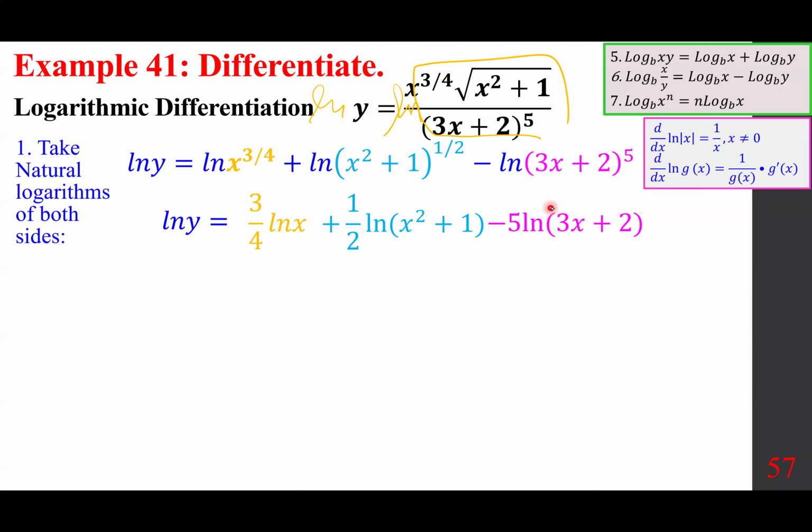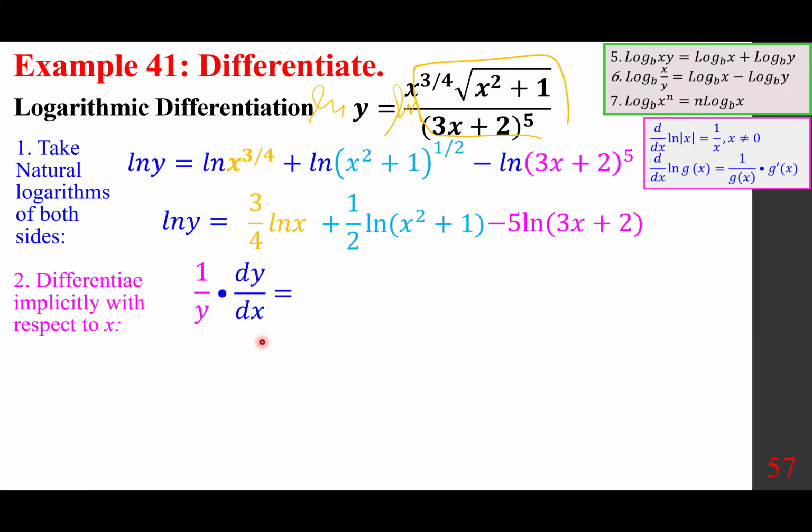Now we are ready to differentiate implicitly with respect to the independent variable. The independent variable in this case is x. So of course this flips over, becomes 1 over y. But remember, y is like g of x. So think of this one. How do you differentiate this? 1 over g of x times g prime of x. So 1 over y dy dx. Sometimes it's easier to write y prime. On purpose, in this question, I'm writing dy dx. I want to emphasize that x is the independent variable, and it may not be.